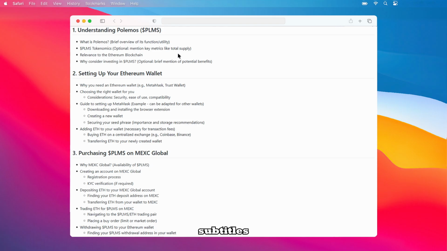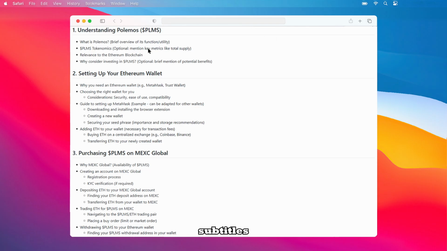Before you can purchase $PLMS, you'll need an Ethereum wallet, such as MetaMask or Trust Wallet. Choosing the right wallet for you depends on factors like security, ease of use, and compatibility with the platforms we'll be using. Let's use MetaMask as an example.